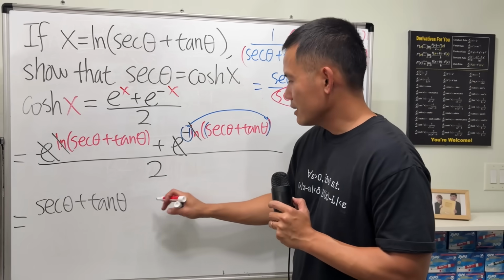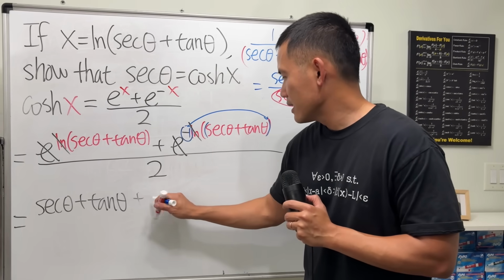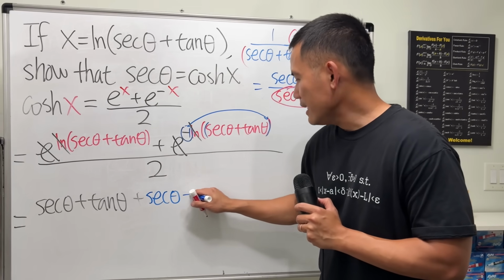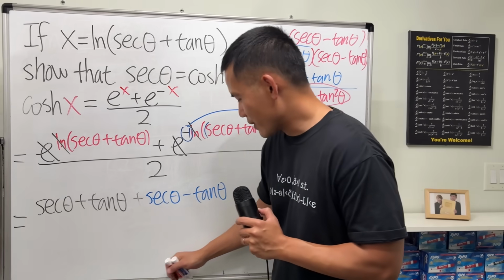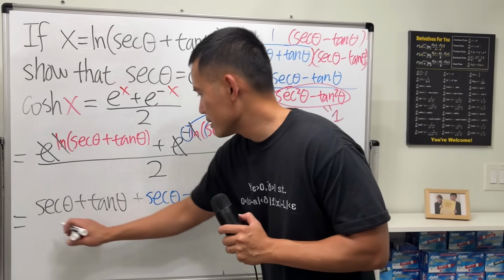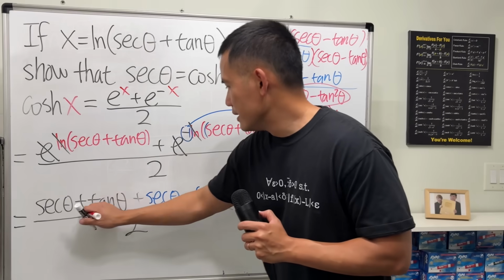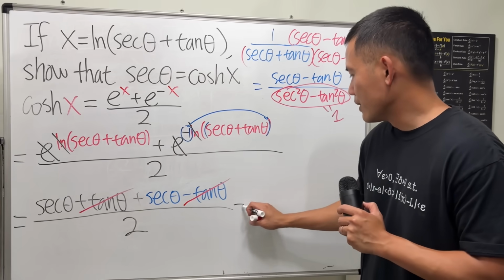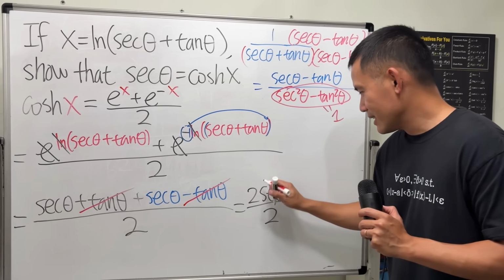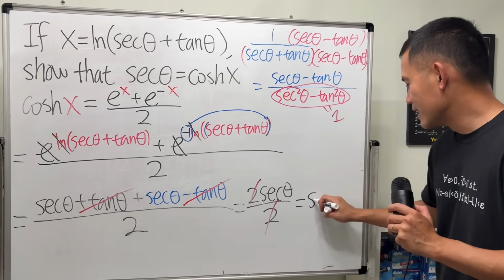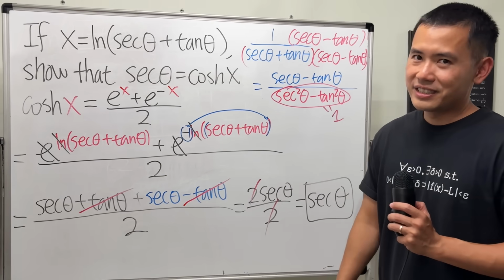So you can just work it out and all that. So this part becomes secant theta minus tangent theta. Pretty cool, huh? And then all over the denominator too. And of course, this and that are gone, and then we just have 2 secant theta over 2. Cancel, cancel, final answer, secant theta. Yeah, I think this works.